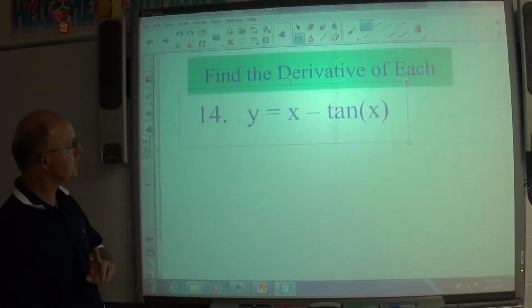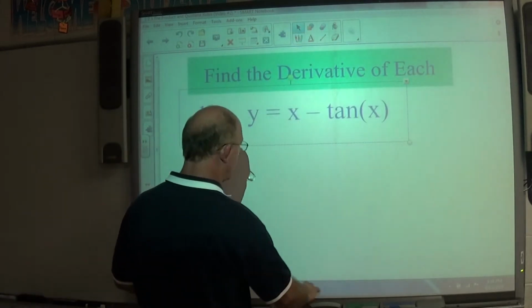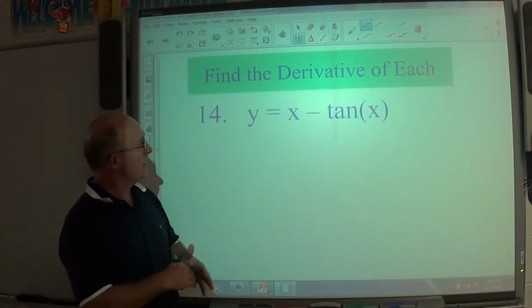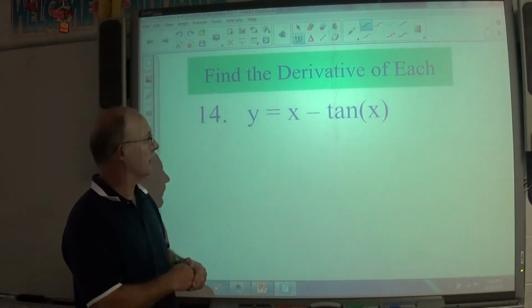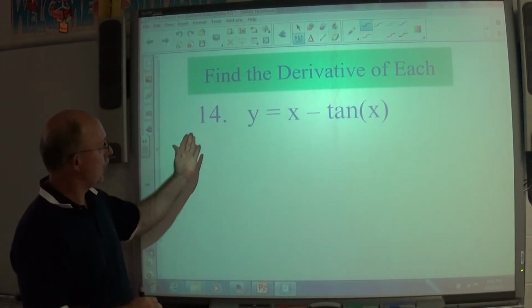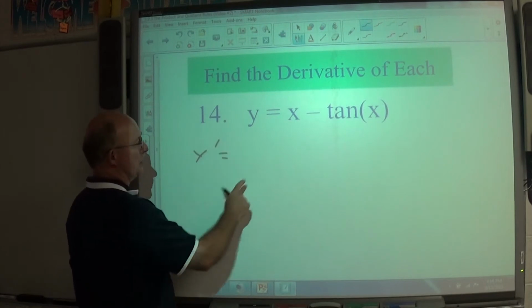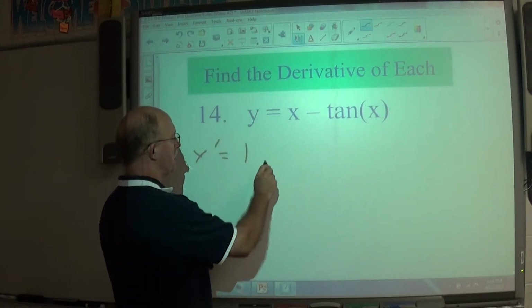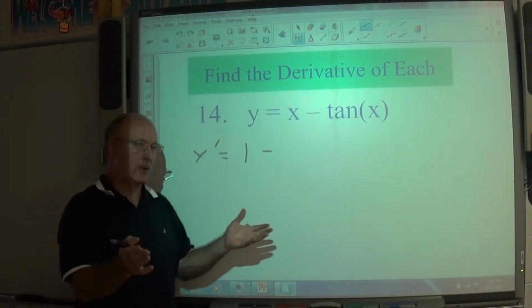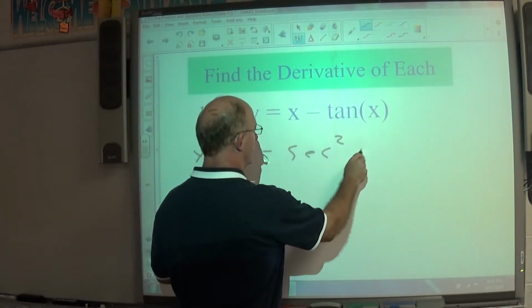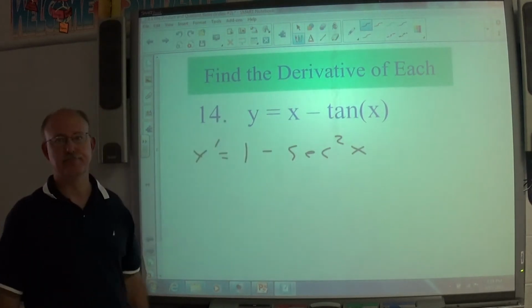Let's move on. Okay, let's try to find the derivative of a trig function here. All right, this is y equals x minus tangent x. As we take the derivative, the derivative of x is 1 minus. Now we said the derivative of tangent x is secant squared x. So it'll be 1 minus secant squared x. That's it.